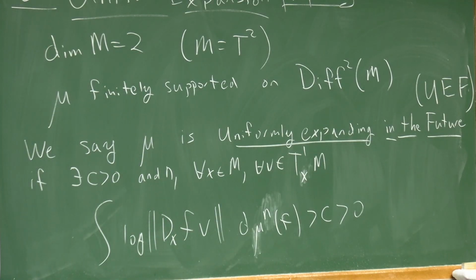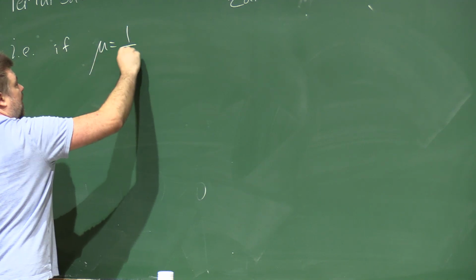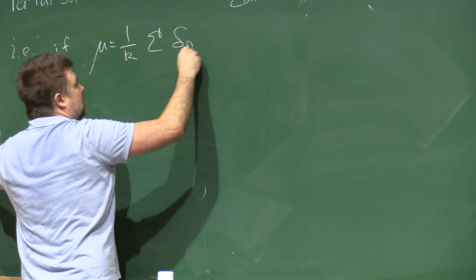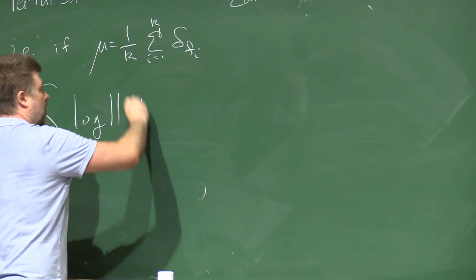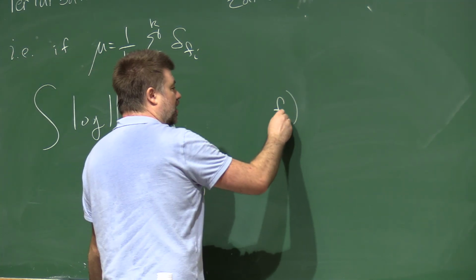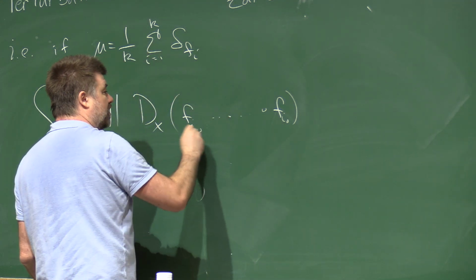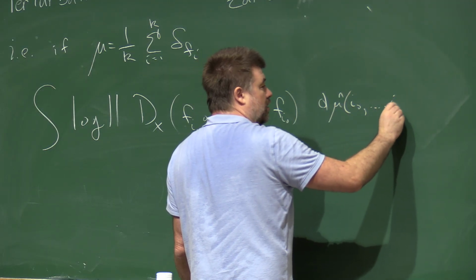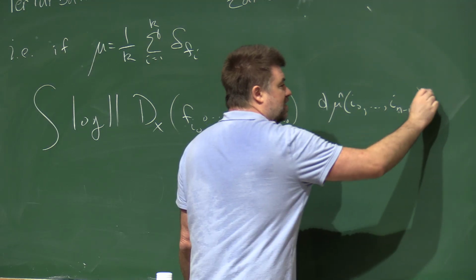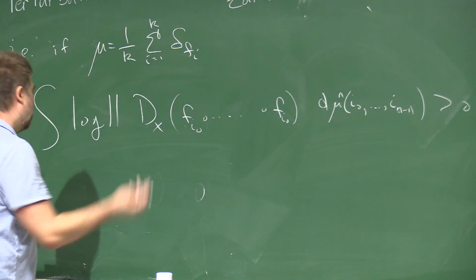And that looks very similar to what I'm about to erase over here. I'm just going to rewrite it slightly differently. That is, if mu is 1 over k times the sum of delta masses at f_i, i from 1 to k, then we're integrating the log norm of the derivative at x of some arbitrary random product, f_{i_{n-1}} through f_{i_0}, and this is just d mu to the n of the indices chosen IID. And this thing we want positive, and oh, sorry, I'm not sure why I'm integrating.